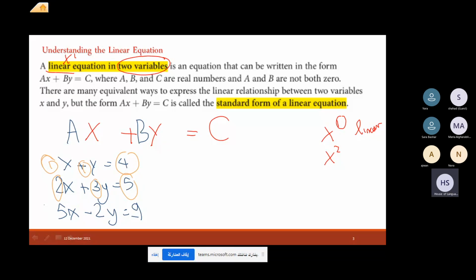So, what is the coefficient of x? 5. And of y? Negative 2. It must be plus b y. And what is the constant here? Negative.